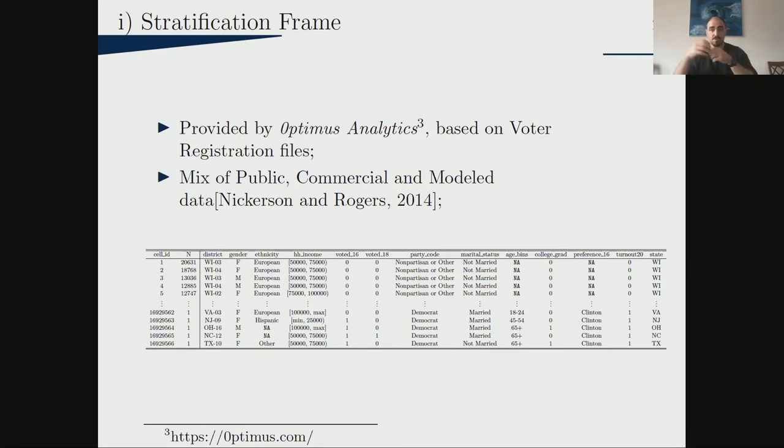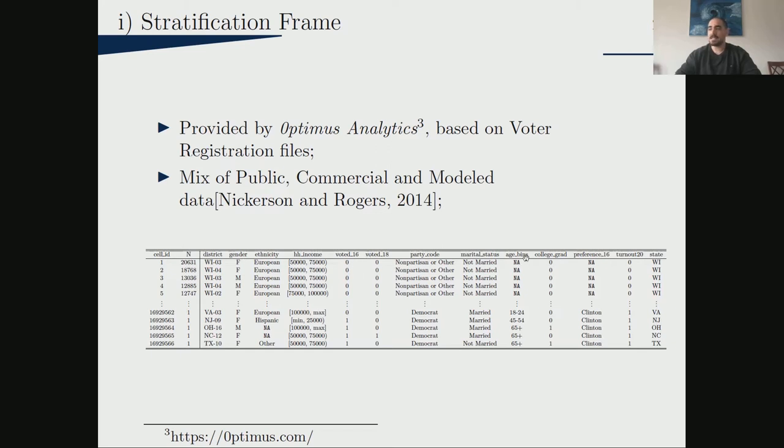Our stratification frame was provided to us by a pollster in the United States called Optimus Analytics. And it is based on voter registration files. And voter registration files are this mix of commercial, modeled, and public data that tell you about individual voters. But we didn't care about individual voters from the voter registration files. We only wanted cells that we could post-stratify against. And so this is what we obtained from them: a summary of their voter registration file, made of 16 million plus cells, each having an n, the number of people within that cell.